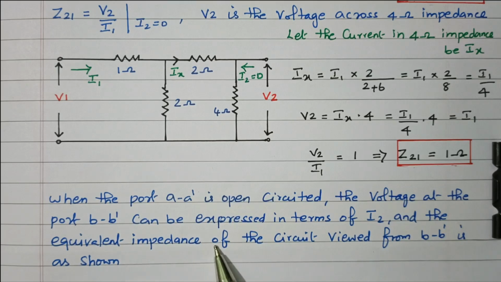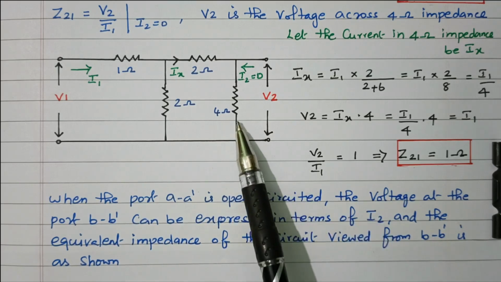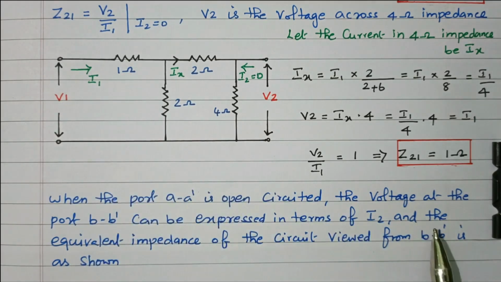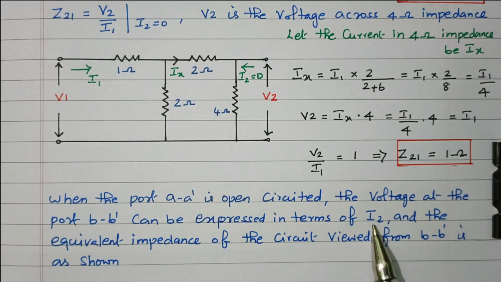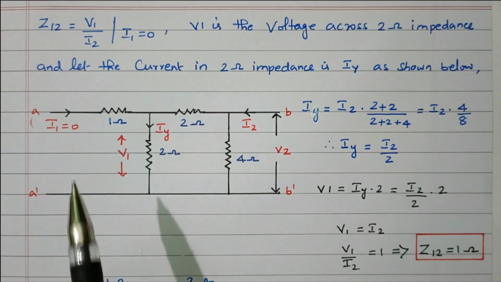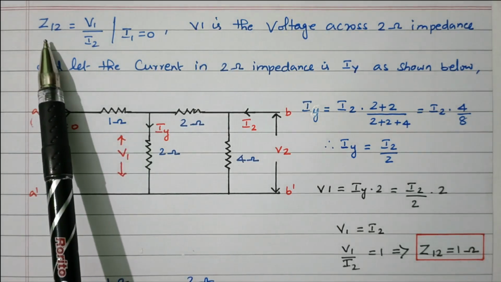And the equivalent impedance of the circuit is viewed from B dash. Here we viewed from A dash. Now we need to go with B dash. I1 is 0, I2 is calculated, and the impedance is calculated from B dash. Now we'll go to the next step. We'll see what the equivalent circuit is while making A dash open circuited. So now we'll find the remaining two impedance parameters.